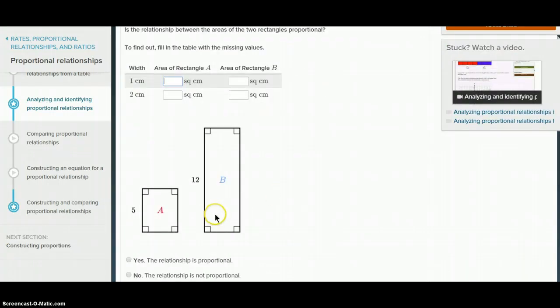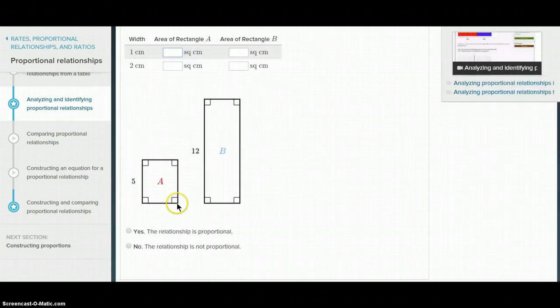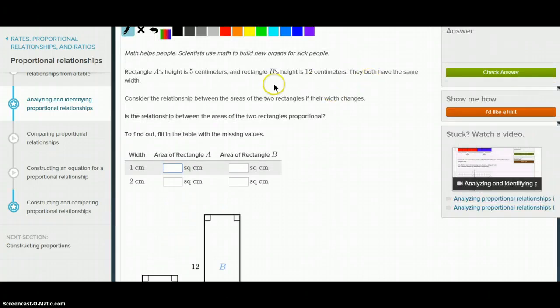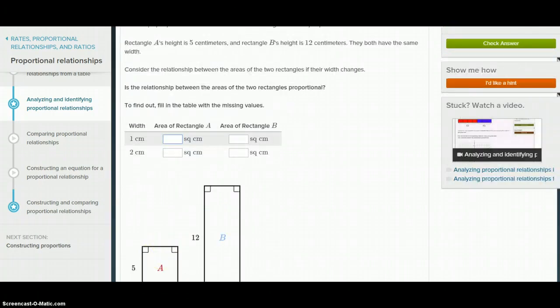Alright, so we got a different problem here, that's good. So rectangle A's height is 5 centimeters, and rectangle B's height is 12 centimeters. Okay. They both have the same width. Alright, consider the relationship between the areas of the 2 rectangles if their width changes. Is the relationship between the areas of the 2 rectangles proportional? To find out, fill out the tables with the missing values. Okay, let's check this out real quick.